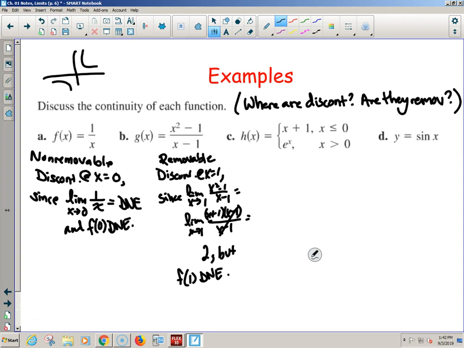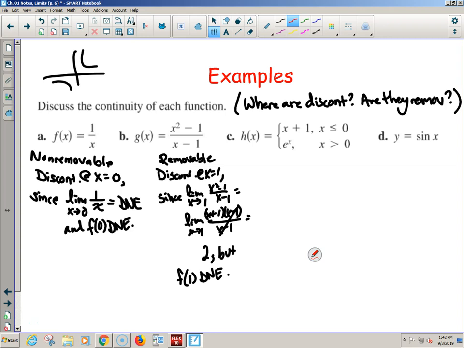Removable discontinuity. For letter C? For B. Oh, for letter B. Yeah, removable discontinuity. Okay, so letter C. Piecewise? Wait a minute. Hold on. You guys just took some notes on this, didn't you?